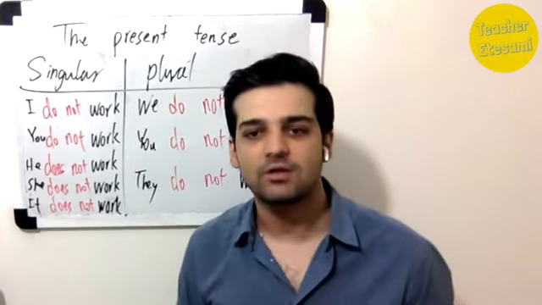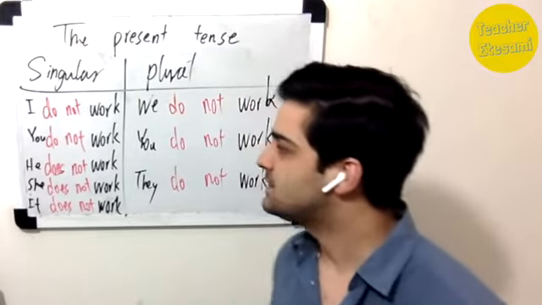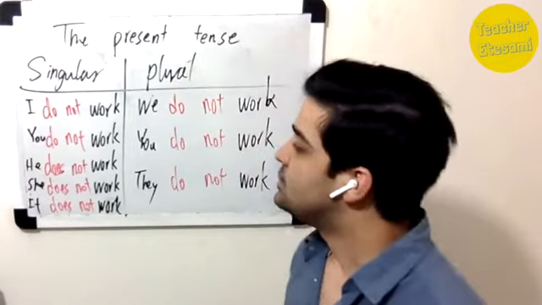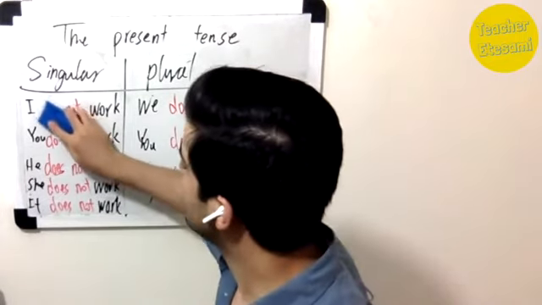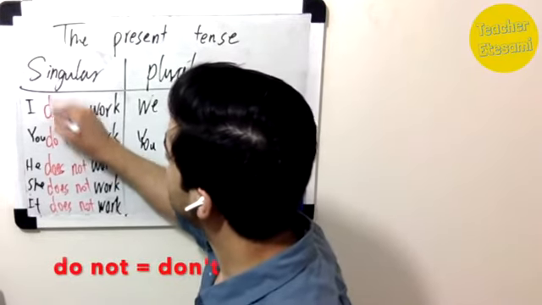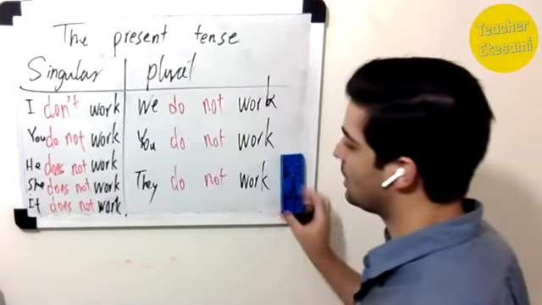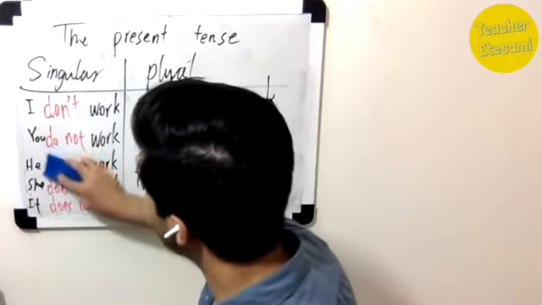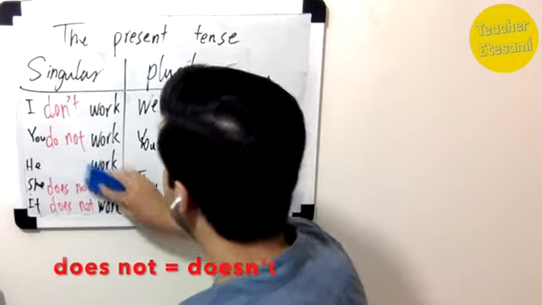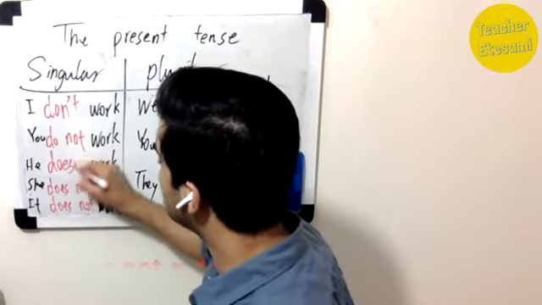Most people use a contraction by adding do and not together. So instead of saying do not, use don't. So for example here, instead of do not, you can say don't. Over here, instead of does not, you can say doesn't.